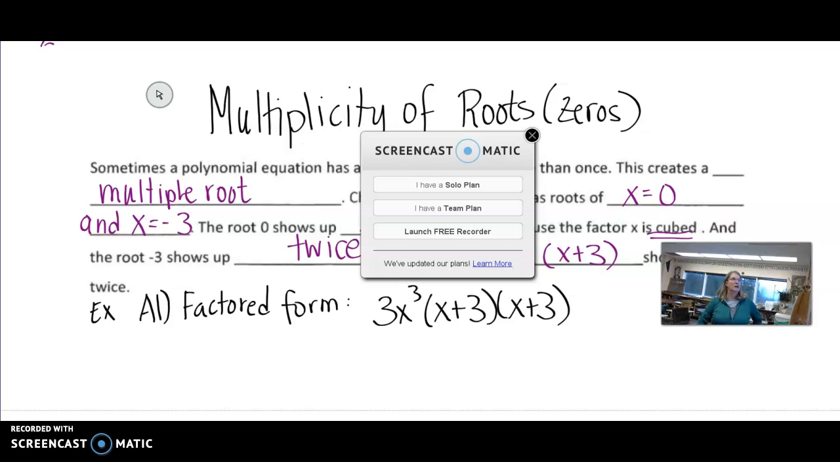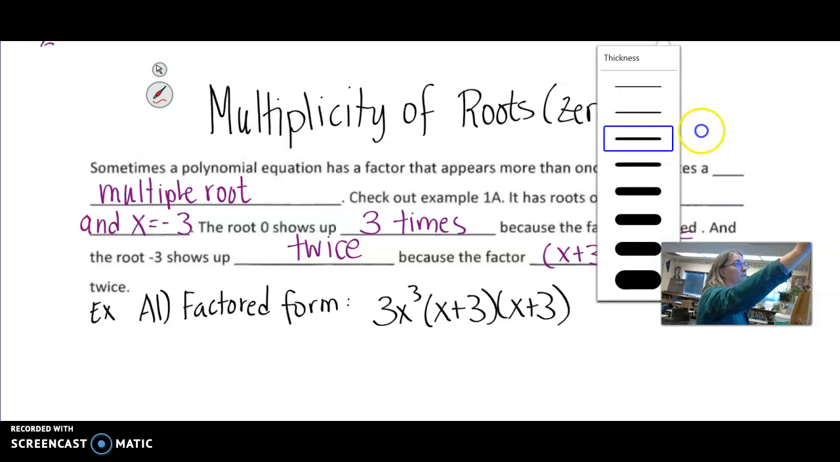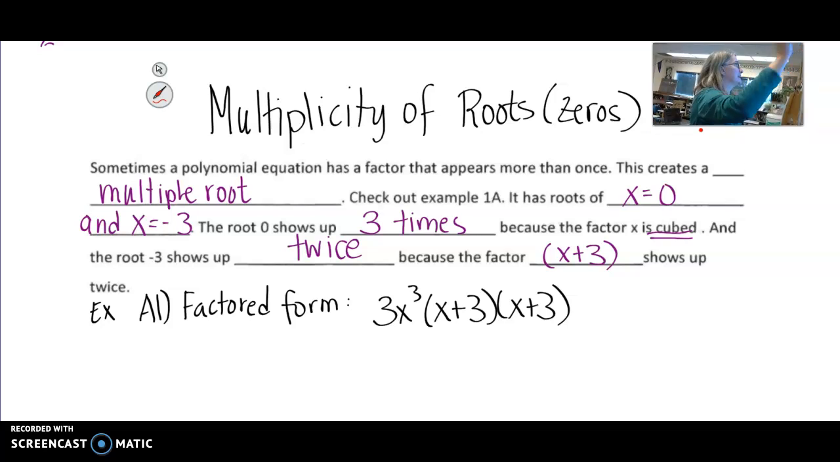Hey everyone, we are going to be looking at multiplicity of roots in this video. This is from the notes from 3.5. This is part 3, or the third video, on multiplicity of roots, or zeros. Okay, so in your notes, make sure you're writing this down.